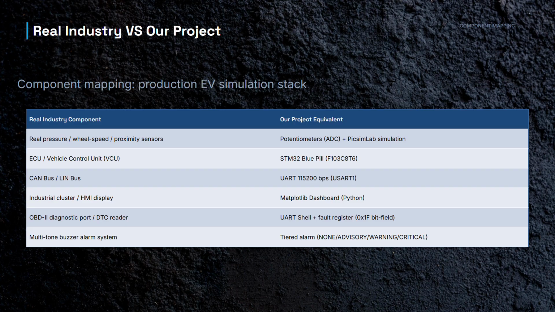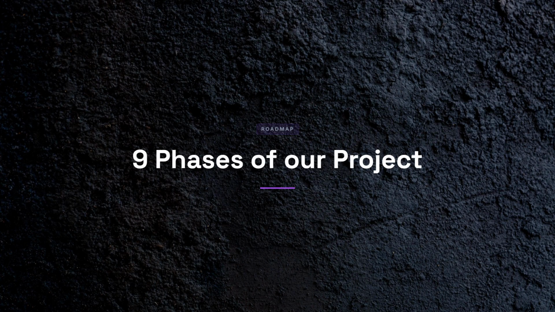Next, in real industry we have the sensors, which are replaced by potentiometers over here. The vehicle control unit is replaced by the STM32 over here. Instead of the CAN bus, we are using UART protocol, and we have the matplotlib dashboard instead of an HDMI display. And instead of a real buzzer, it will just be highlighted in red color to show that it's a warning, critical, etc.